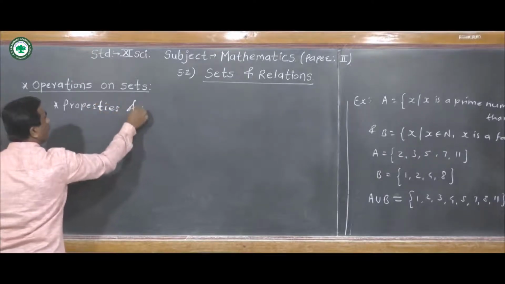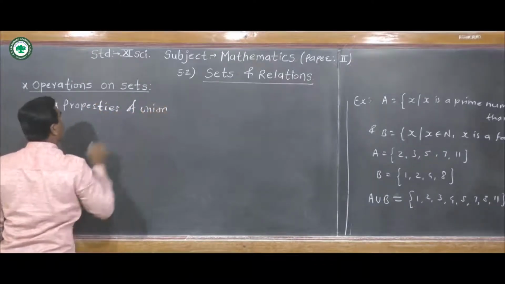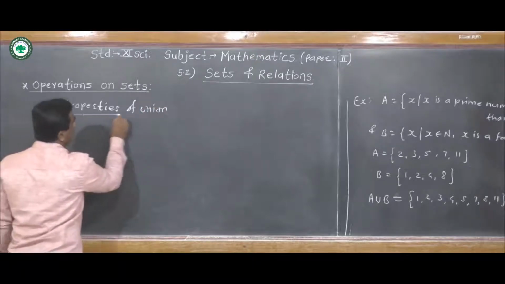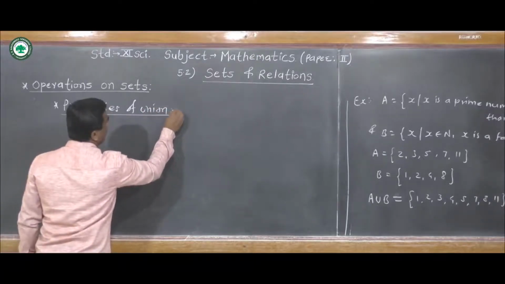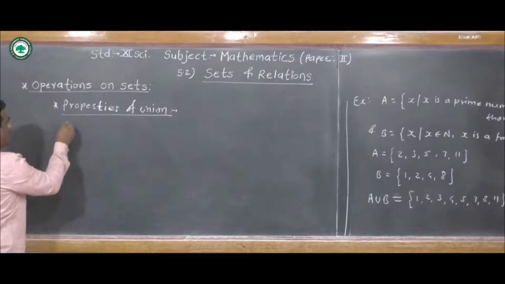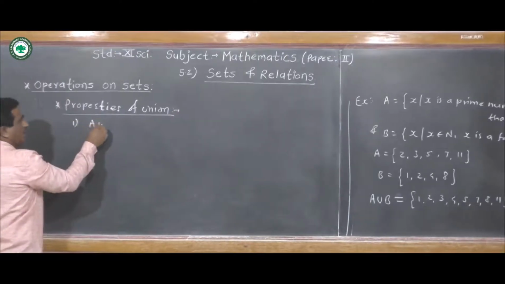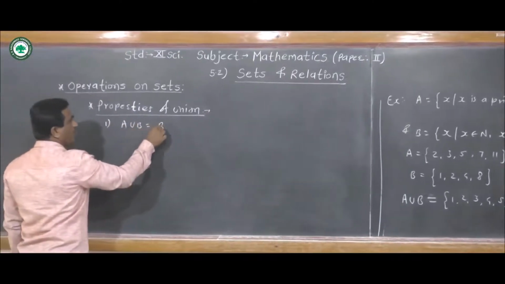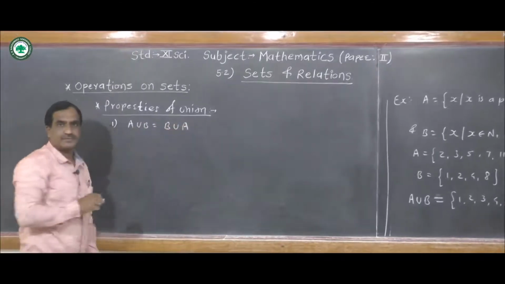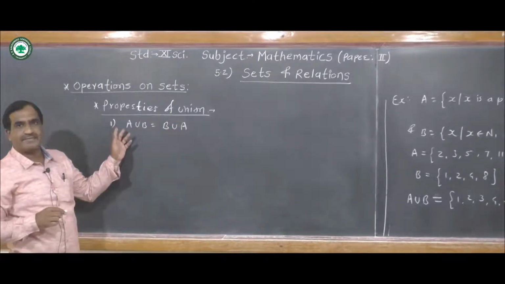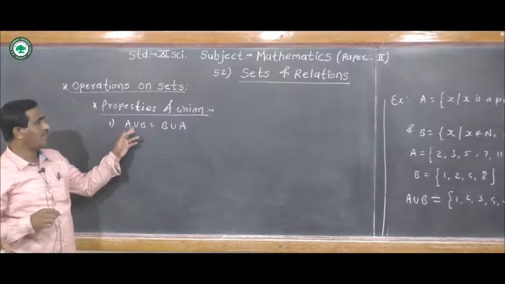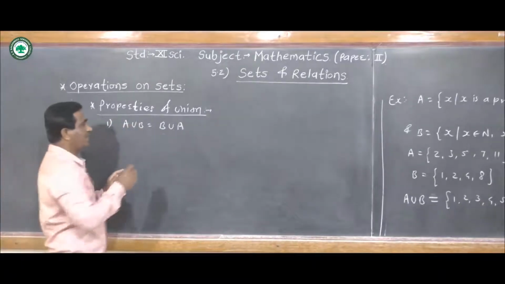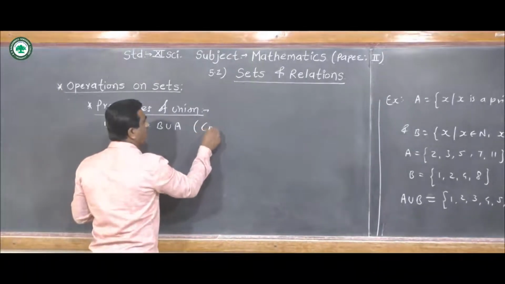Properties of union. Now first property is A union B is equal to B union A. We consider two sets, set A and B. First property is A union B is equal to B union A, and this is called as commutative property.